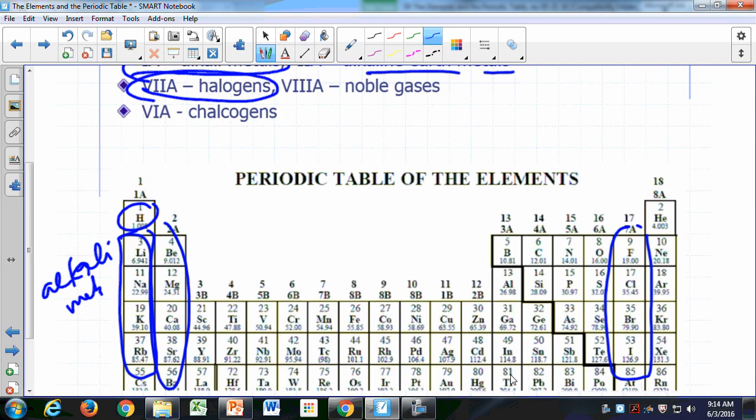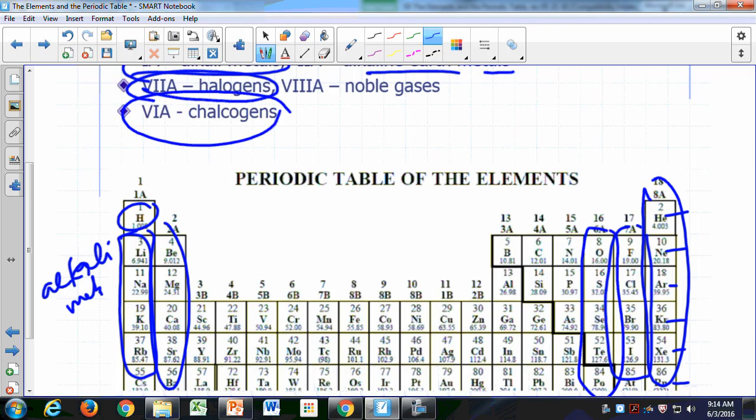And then group 8A, you need to be familiar with those elements. They're called the noble gases: helium, neon, argon, krypton, xenon, and radon. 6A are known as the chalcogens. So oxygen, sulfur, selenium, tellurium, polonium. So those are some groupings that you need to be familiar with.